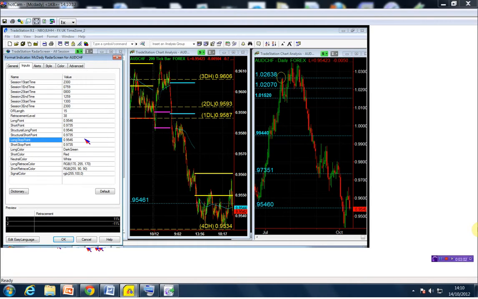On the short side, it's already below the structure point, so we're going to take it below the low of the day. So we're going to short it below 95.35, and our stop is going to be the 95.46 structure point because it's right there. All I have to do now is pinpoint the structural short point.